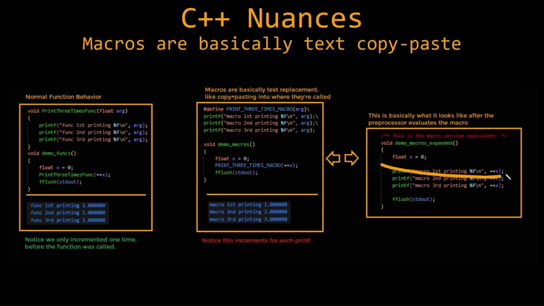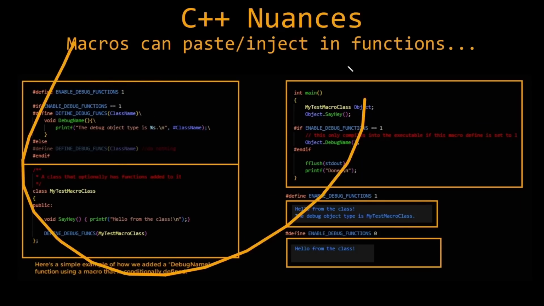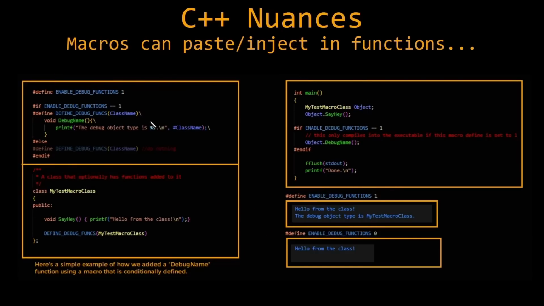So we inject these functions here, and we end up getting 3 increments. And that's why, in general, in C++, it's recommended not to use macros in this way. But macros are still useful for basically copying and pasting functions around. So here I have an example of adding functions to a type based off a macro.